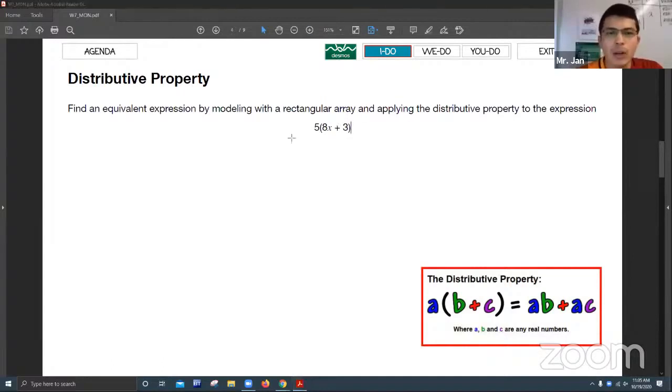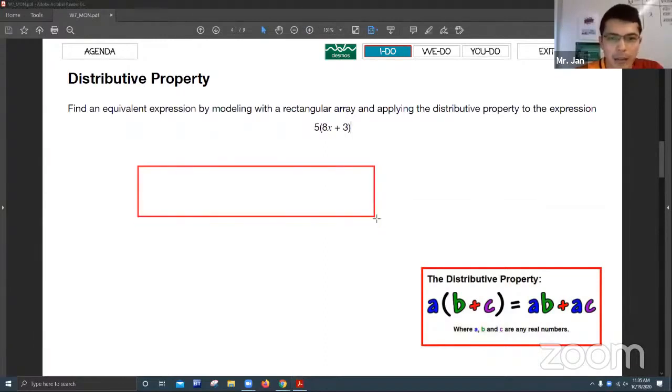So you need to draw a big rectangle like this. Because if you have 2 terms inside of parentheses, you need to divide this into 2. For example, I have 8x and 3, right? So the smaller one, I cut the tape in between. The smaller one will be 3, the longest one will be 8.